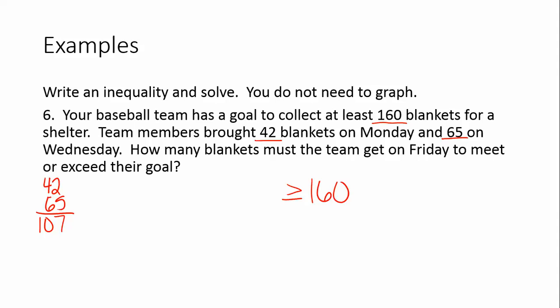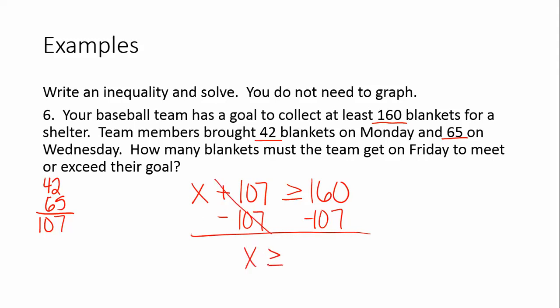When you say at least, it means you want 160 or more. So we want whatever's on the left to be greater than or equal to 160. I don't know how many blankets we still have to get, but I do know that we already got 107. So if I take the number we need to still get plus the 107 we already got, we want that to be greater than or equal to 160. So we're going to subtract 107 from both sides. We get x is greater than or equal to 53. So that means that the team must get 53 or more blankets by Friday to meet or exceed the goal.